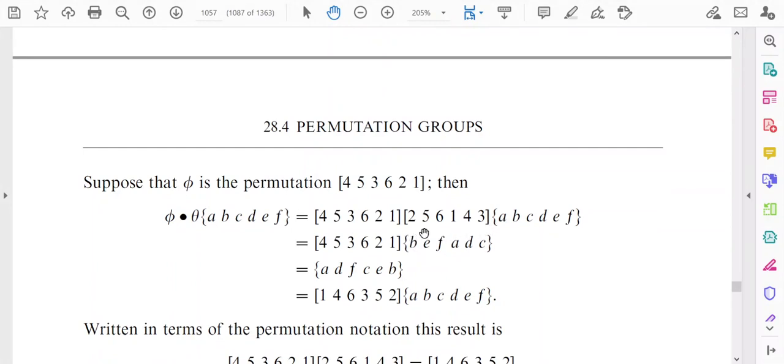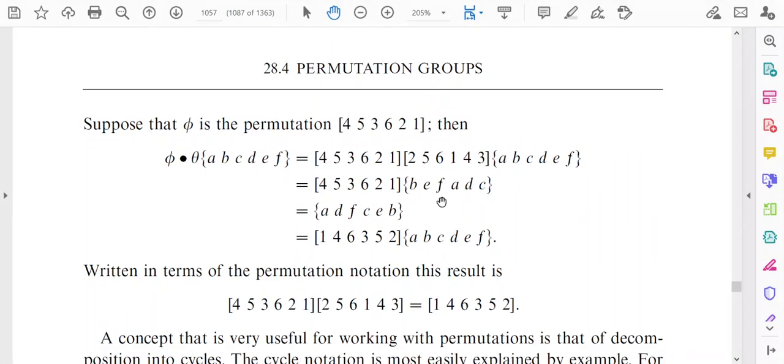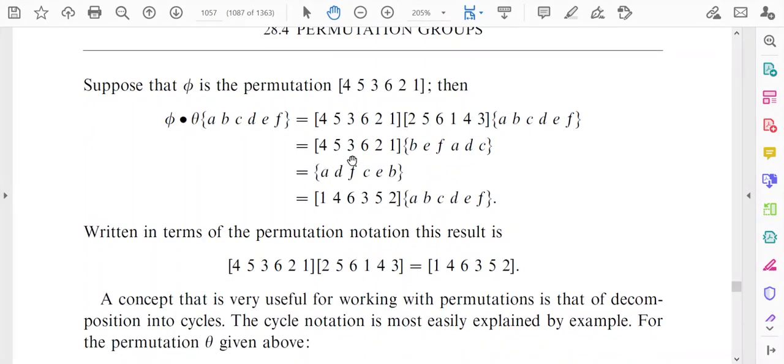So phi dot theta means the product of the two, acting on ABCDEF. If theta, 256143, acts on ABCDEF, then we get BEFADC, as we have already discussed. Now on this, 453621 will act, that means phi will act. By the same rule as when theta acts on ABCDEF, comparing that rearrangement, we can say that 453621 when it acts on BEFADC gives us ADFCEB.